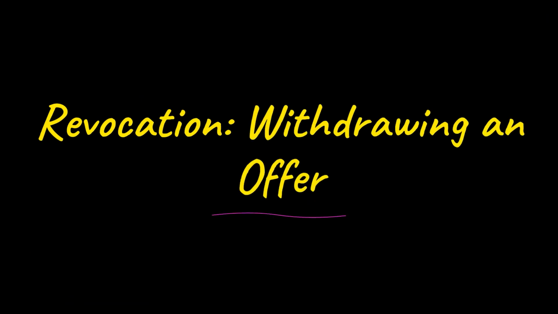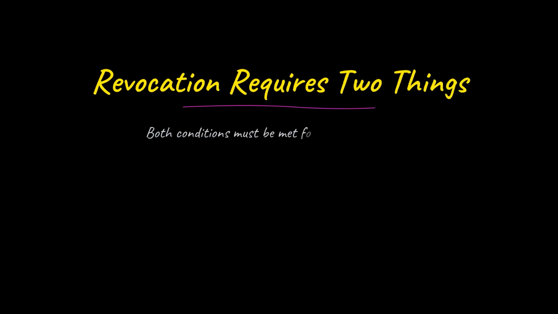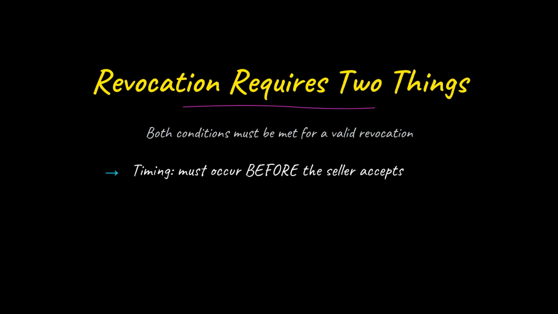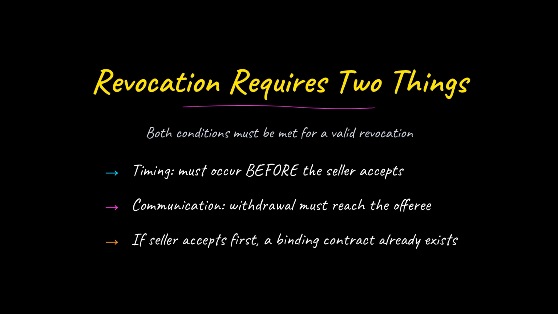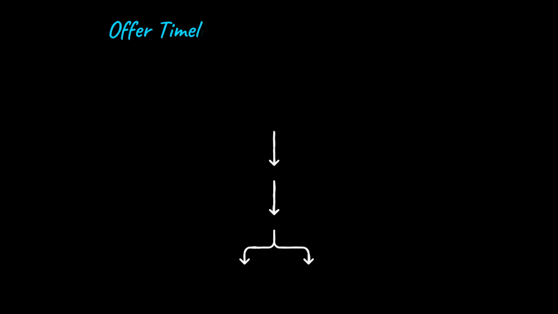Before a contract exists, an offer is just a proposal, and the person who made it can take it back. This power to withdraw is called revocation, and understanding exactly when and how it works is essential in real estate law. Revocation only works if two conditions are satisfied. It must happen before acceptance, and it must be communicated to the other side. If the seller signs before the buyer's withdrawal reaches them, a contract has already formed and revocation comes too late.